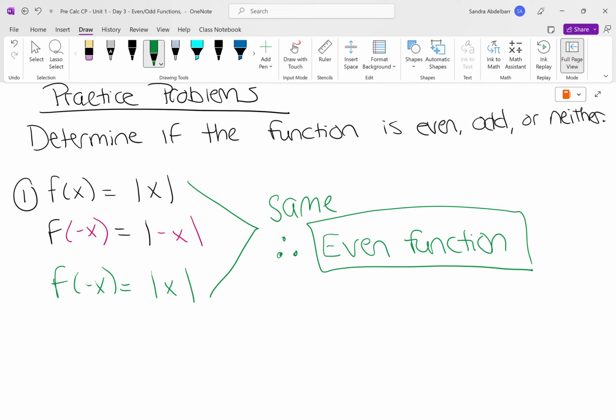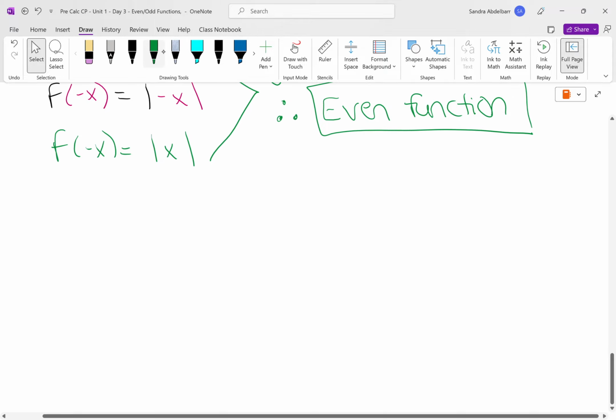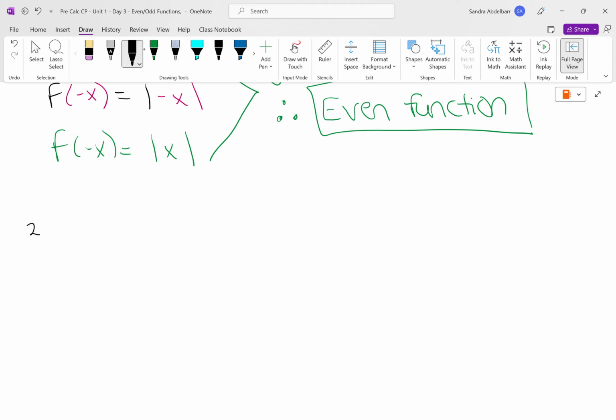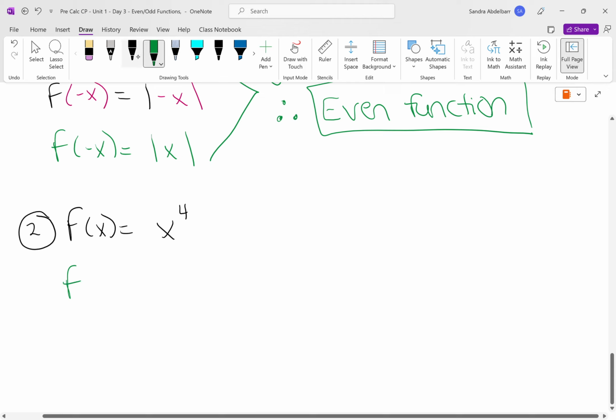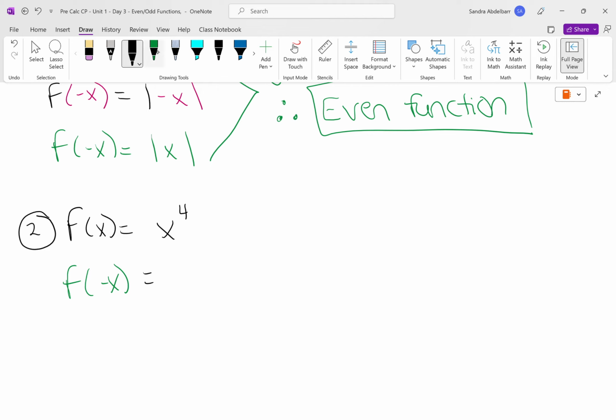All right, let's try another one. f of x is equal to x to the 4th. No matter what we're doing, we're taking our x, we're negating it, giving it the opposite. So we're going to have f of negative x equals negative x to the 4th power.